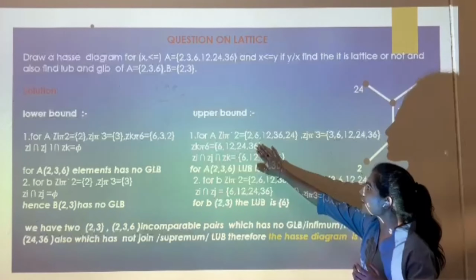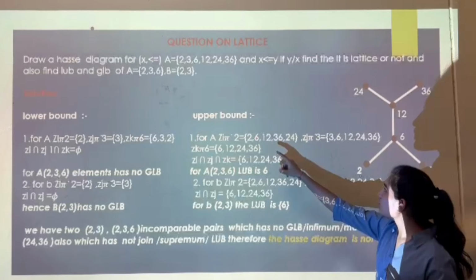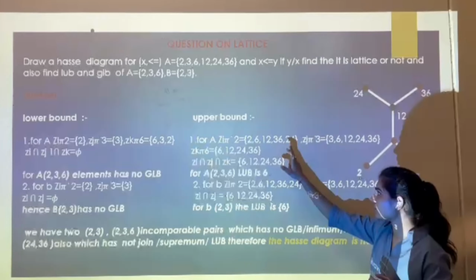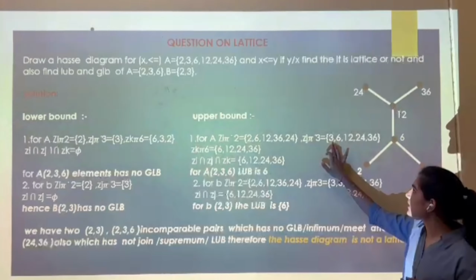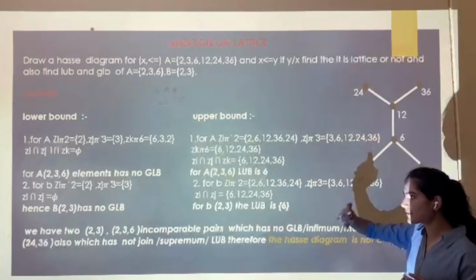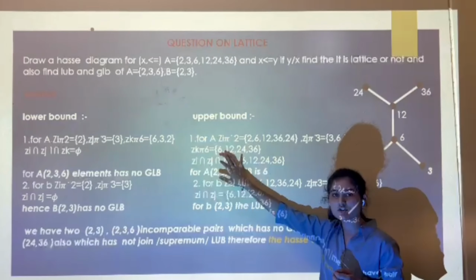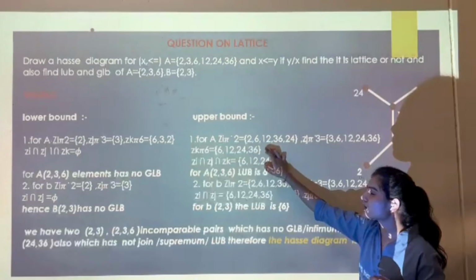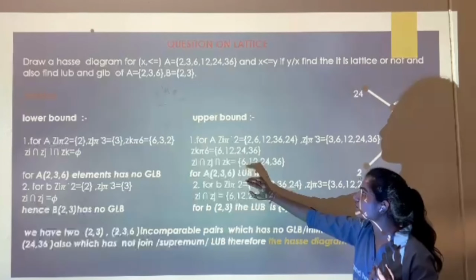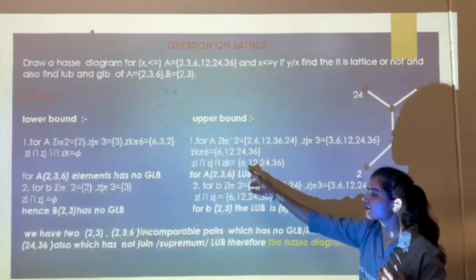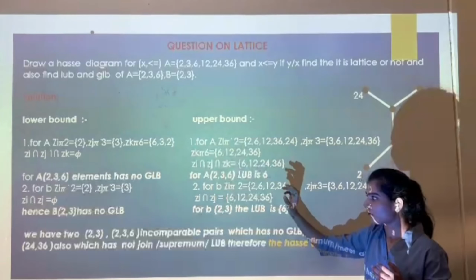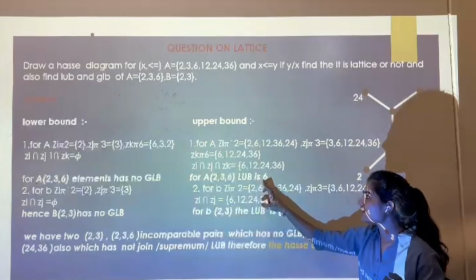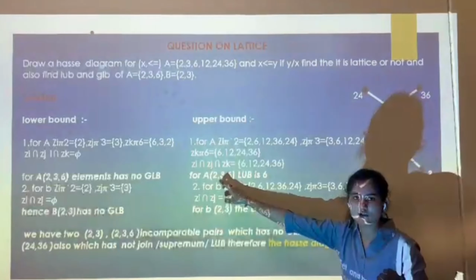Now we move forward to the upper bound. The upper bound of 2 is 2 itself, 6, 12, 24 and 36. The upper bound of 3 is 3 itself, 6, 12, 24 and 36. The upper bound of 6 is 6, 12, 24 and 36. To find the LUB, we take the intersection of these elements, which is 6, 12, 24 and 36. The LUB, the least element among these, is 6. So 6 is the LUB of A.